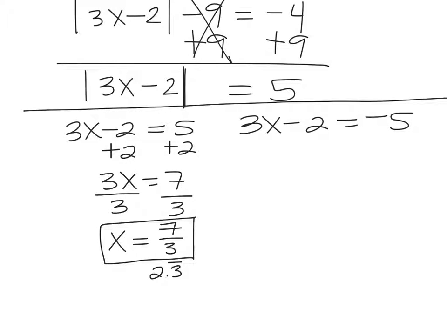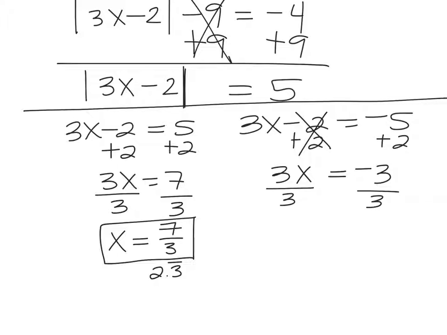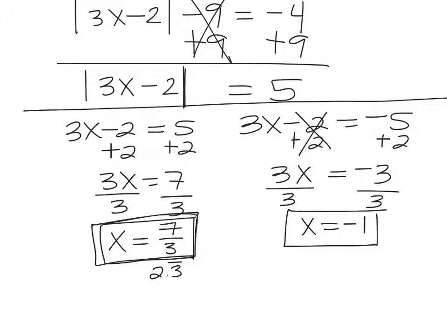And then this one, add 2. So you get 3x equals negative 5 plus 2 is negative 3. And then you're going to divide by 3. So x equals -1. Okay, so those are your two answers. X can either be 7/3 or X can be -1, and that will be a true equation. Does that make sense?